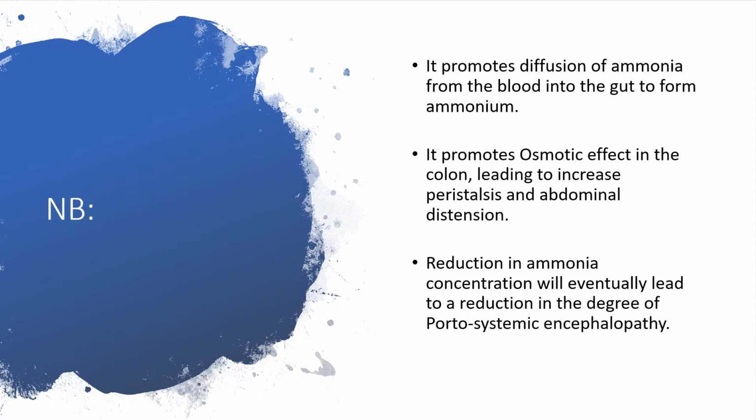It promotes the diffusion of ammonia from the blood into the gut to form ammonium. It also promotes osmotic effect in the colon, leading to increased peristalsis and abdominal distension. Reduction in ammonia concentration will eventually lead to a reduction in the degree of portosystemic encephalopathy.